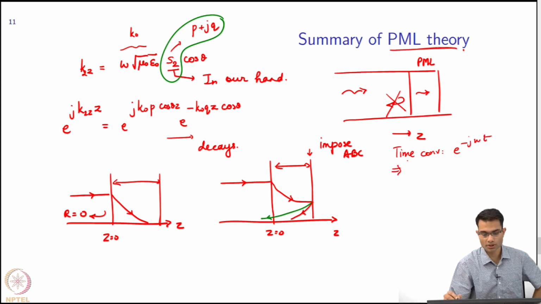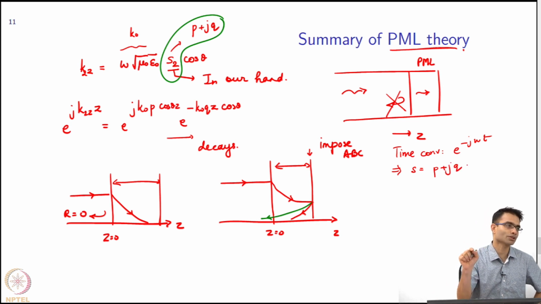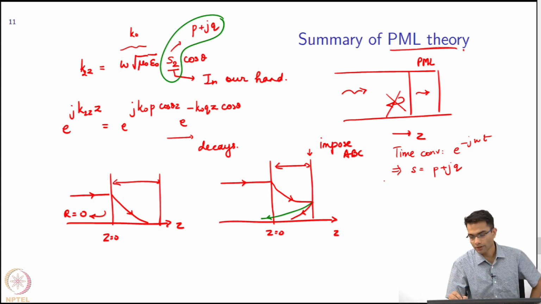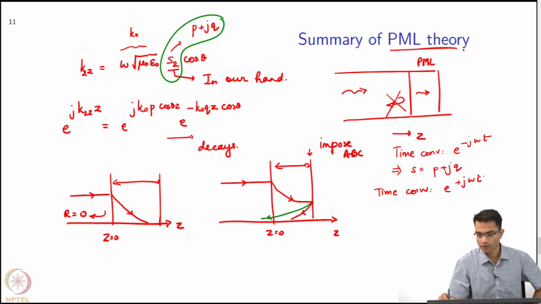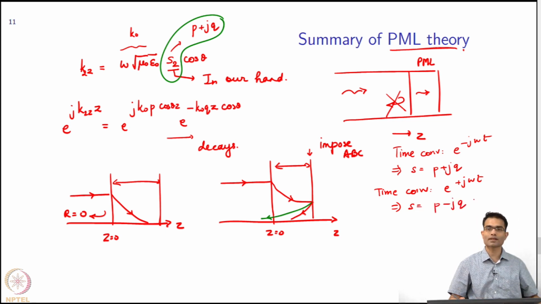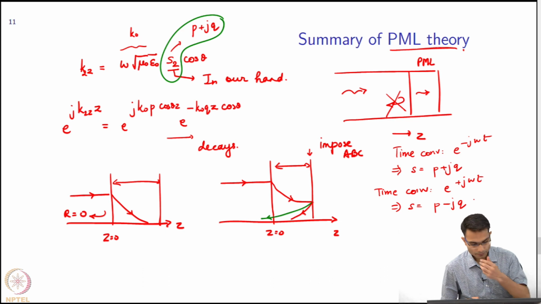This led us to choosing our s of the form p plus jq, because it is e to the minus j omega t, so the space term has a plus jkx. Now, if I were to have the opposite time convention, e to the plus j omega t, then my s would be p minus jq. These are some very simple implementation issues you should keep in mind, otherwise you will find that nothing works in your code.